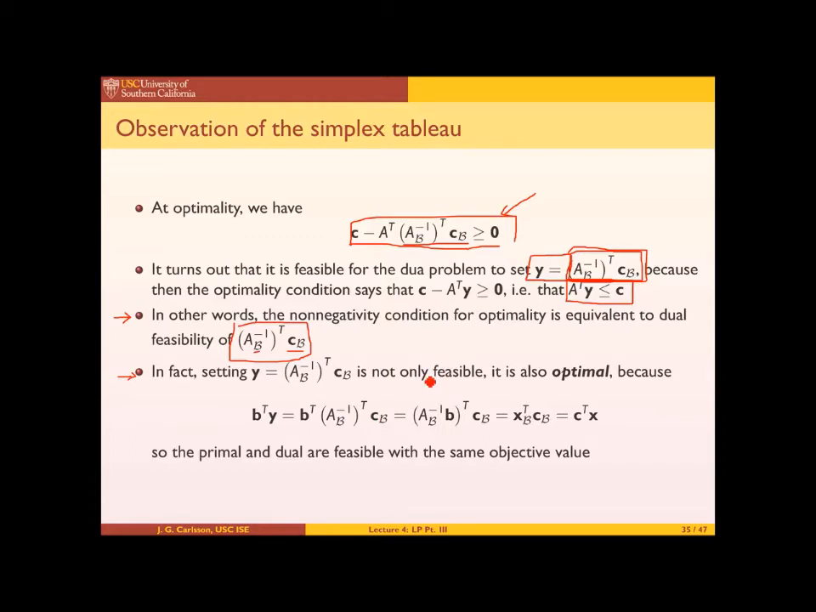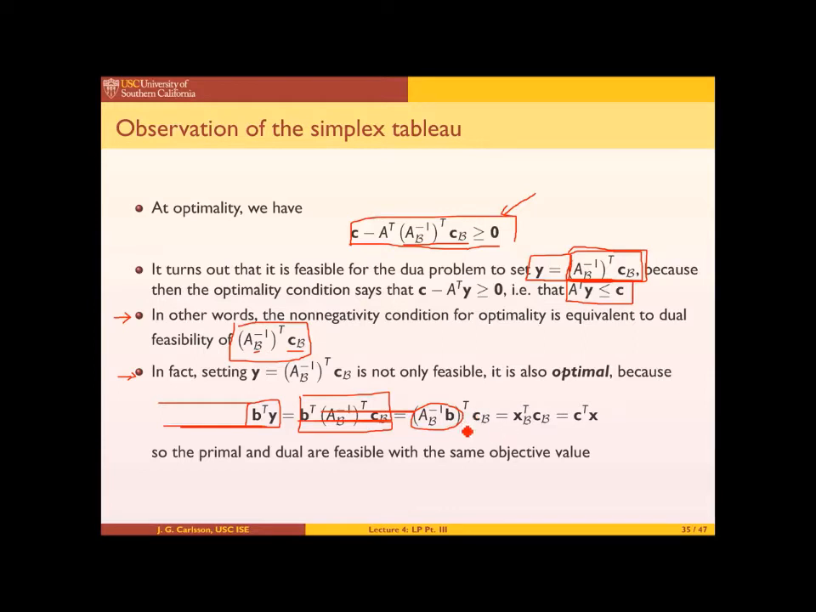You say, well, what is the objective value if I do that? Okay, what's the objective value at Y if I do that? It's B transpose Y, and we defined Y as being AB inverse transpose CB. Okay, so what's that? So let's see, B transpose AB inverse transpose. I'm just bringing the AB inverse and the B inside the parentheses. You get AB inverse B transpose CB, and so what else is true then?